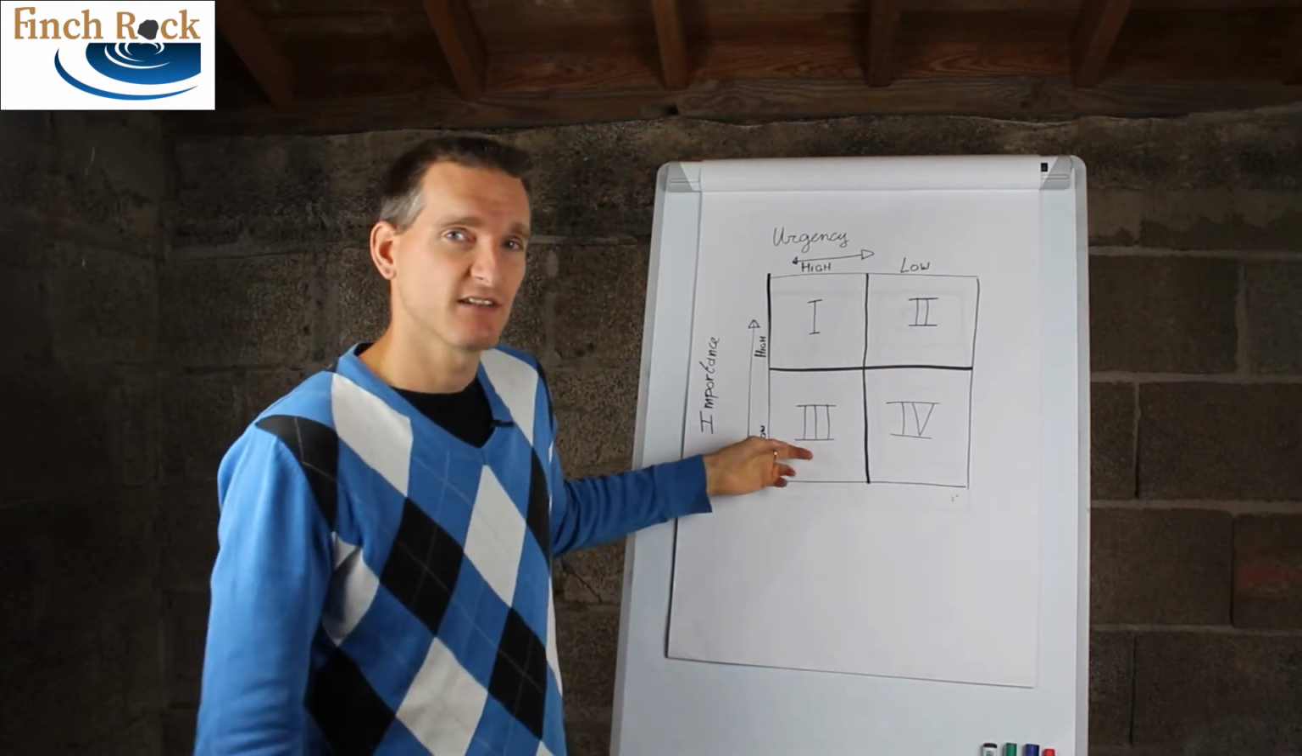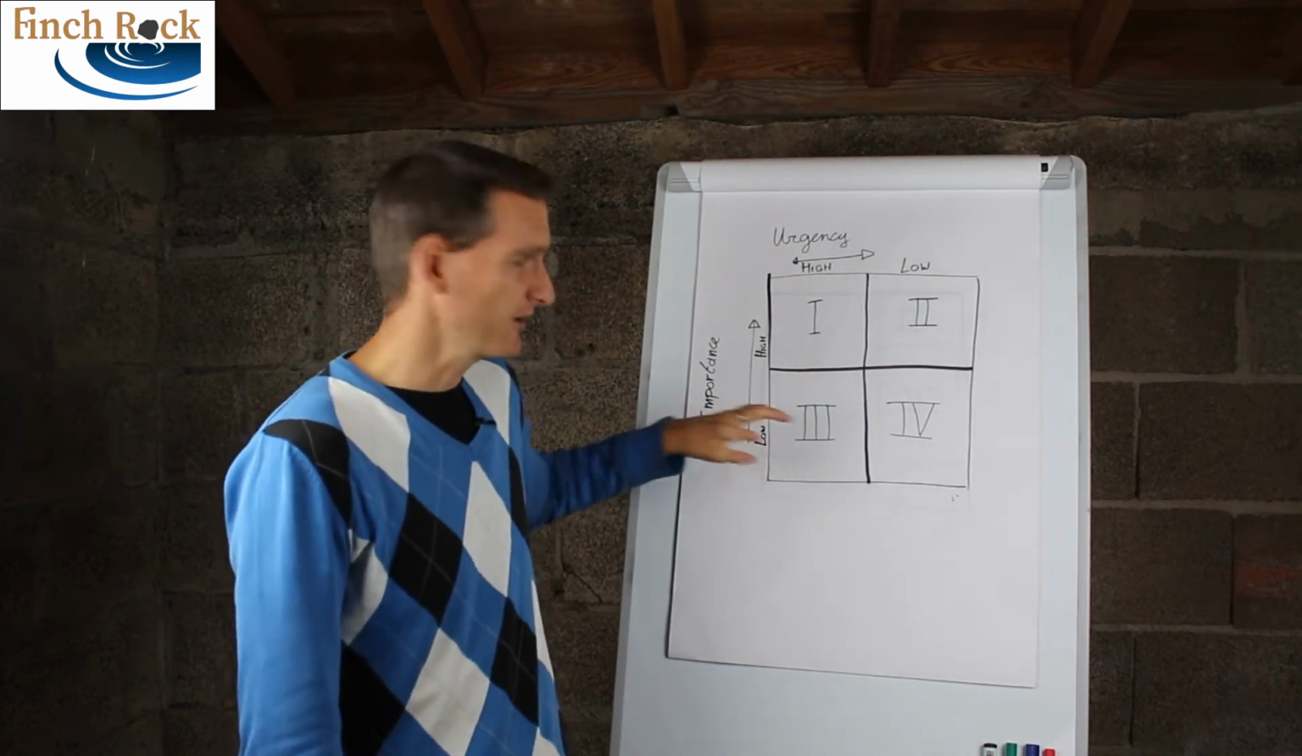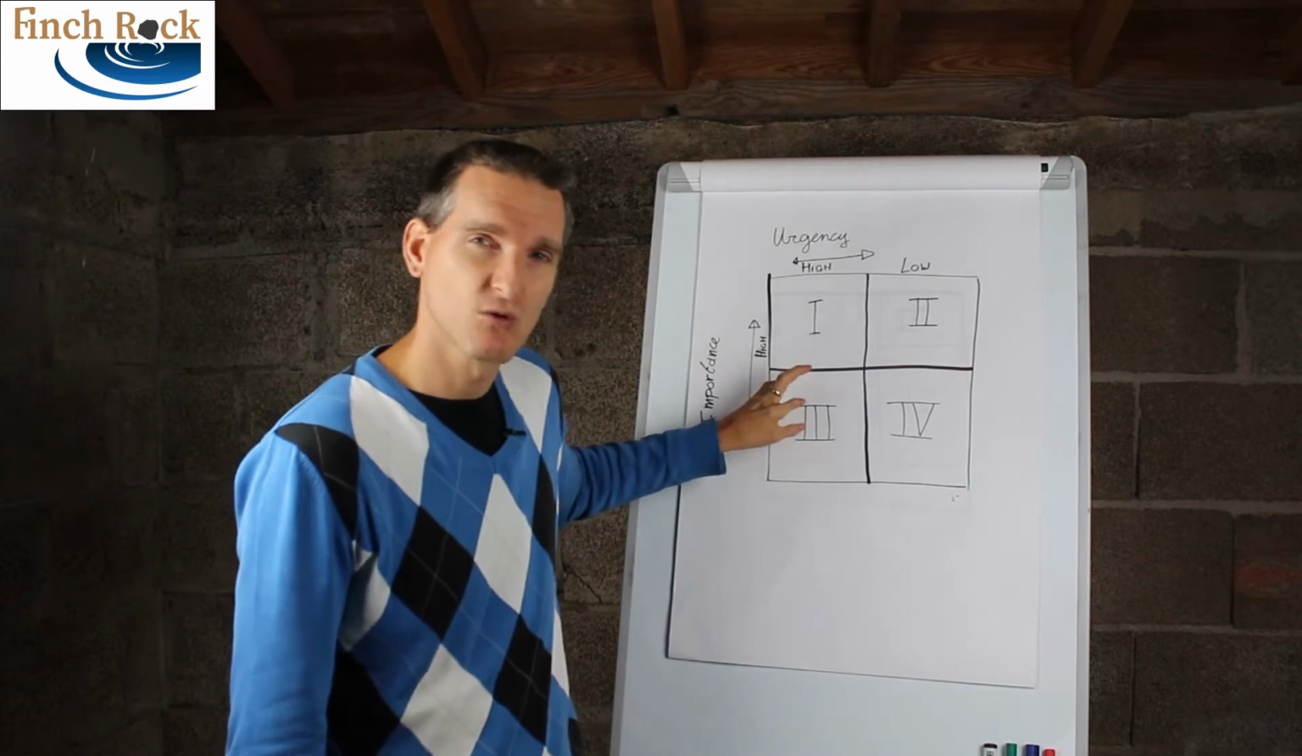Type 3 activities are activities that are very urgent but not important. A lot of emails go in here, a lot of phone calls go in there.